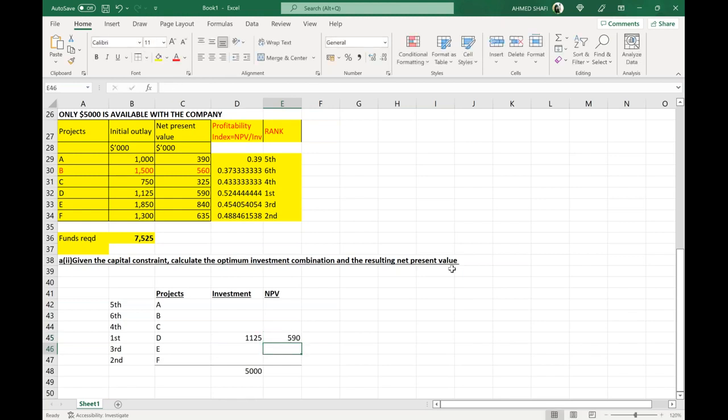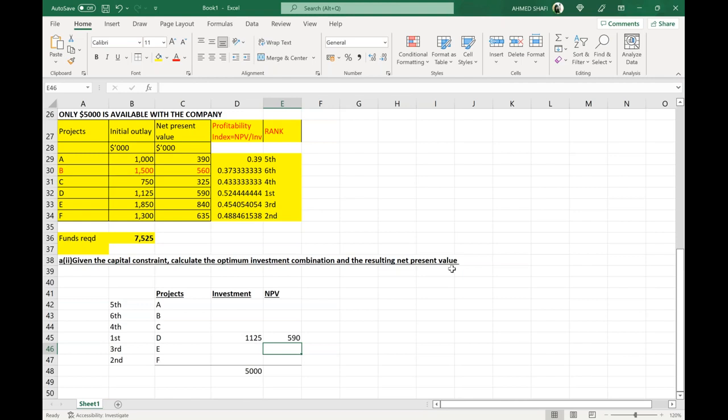Okay, repeat. When the optimum combination is to be made and projects are divisible, find the profitability index of all, assign ranks. After ranks, you know which is the first one and which is the second one, then inject funds in that order. How to make the optimum combination? Three columns: projects, investment, NPV. Six projects, ranks are there, inject funds in this order, keeping in mind the investment amount is 5,000.